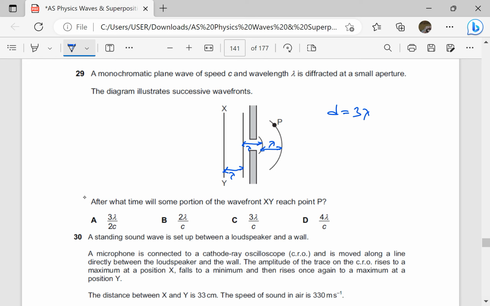And it is a wave which is monochromatic. Of course, the word monochromatic refers to light. So the speed is c. So the time is going to be distance divided by speed c, which makes the answer to be C.